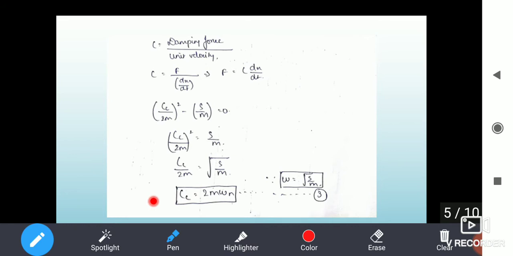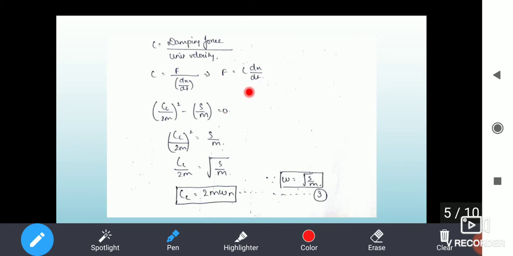Actually, what this critical damping coefficient is, we will be seeing in the critical damping case. It is nothing but the amount of damping required for a system to be critically damped. So, for a system to be critically damped, we must know how much damping will be required for the system. For that, we need to know the value of Cc.